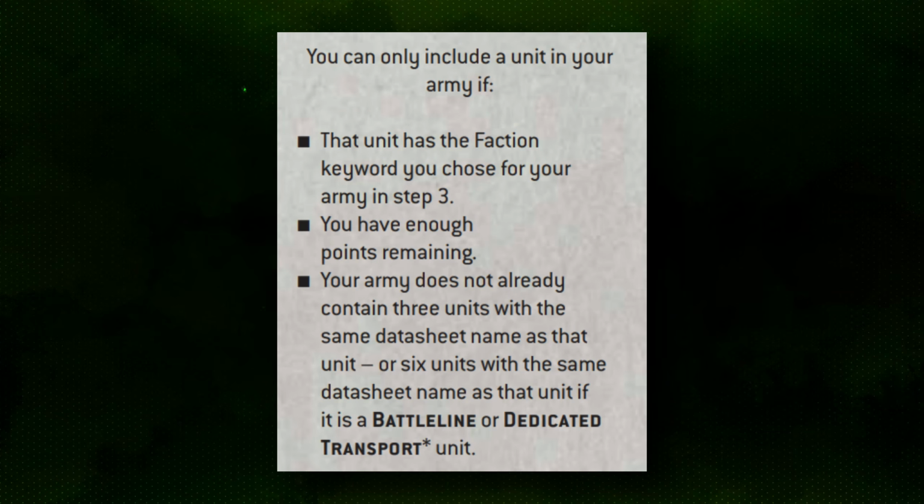Any of your units with the battle line or dedicated transport keyword are basically the normal mooks of your army, and you can include up to 6 of those unit types in your army. So 6 units from each individual datasheet. Meaning if you wanted to, you could take 6 units of intercessors, 6 assault intercessors, and 6 tactical squads all in the same army.